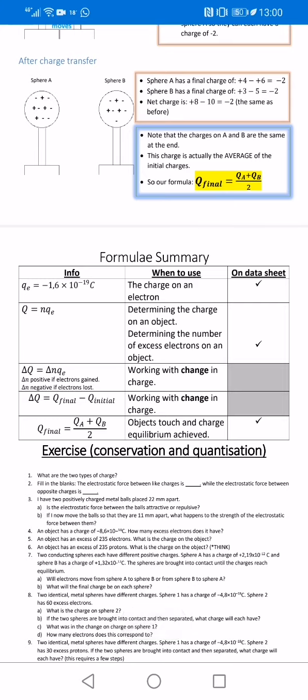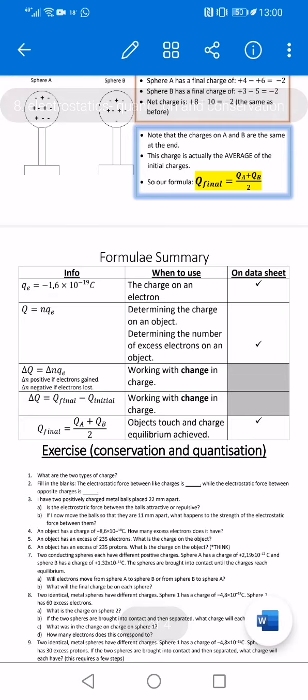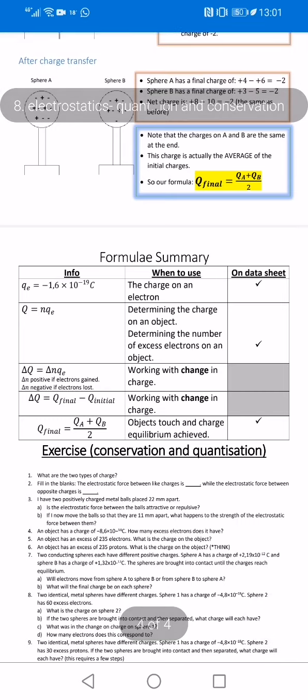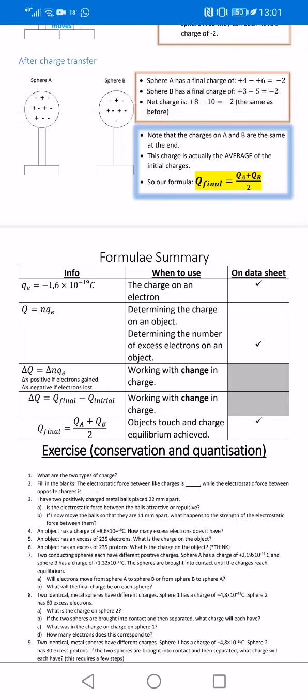Now, just a little summary of the formulas for this section. We've got a constant value, the charge on an electron, which is on your data sheet. We've got the quantization of charge, which you use when you are determining the charge on an object or the number of excess electrons on an object, and that is on your data sheet. Then when we talk about change in charge, these are unfortunately not on your data sheet, but this one is very similar to that equation. It's just edited to have the deltas in there.